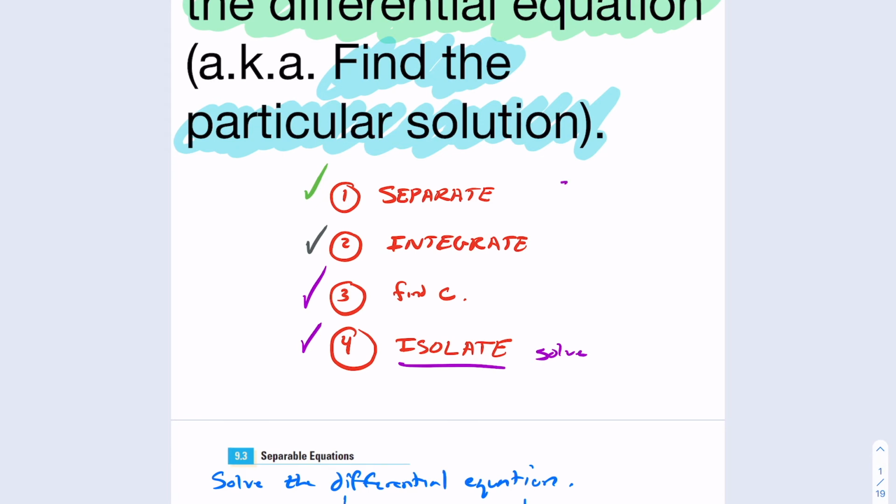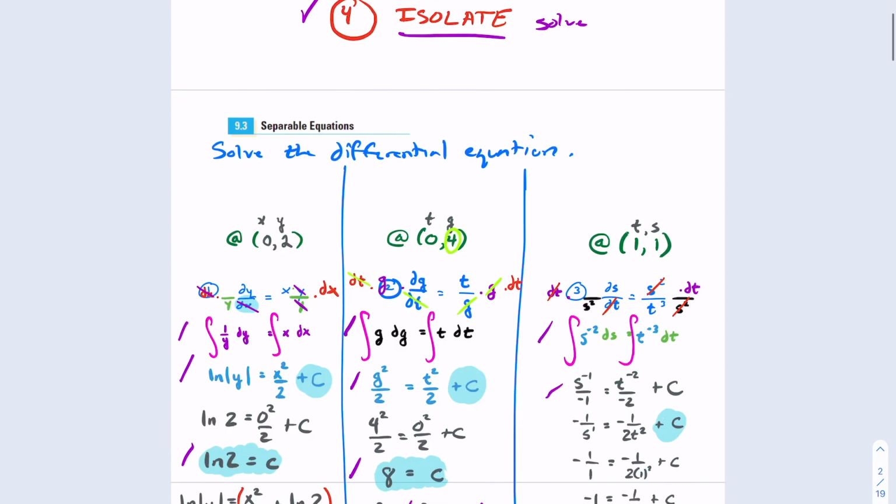Sci-fi. Oh, there we go. Now you guys will never forget. Sci-fi. Separate, integrate, find C, isolate. All right? And that's it.